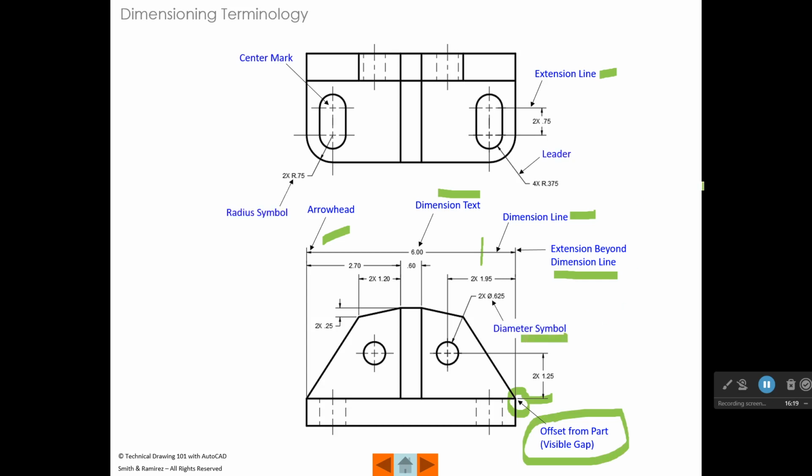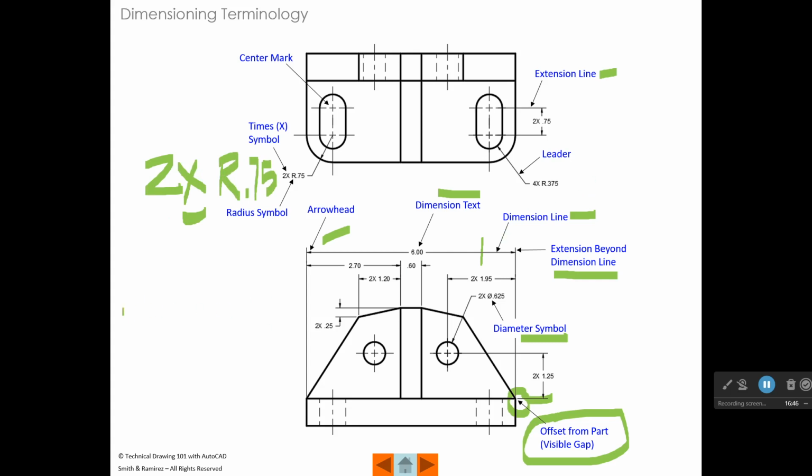So we've got a diameter symbol. We have a radius symbol, which is the R. We have a times symbol, which is this X right here. So when we say 2X, we're talking about 2 times. And then we'll have a space, and we'll say, for example, R 0.75. That's a radius of 0.75. All right, so the X in this case means 2 times.